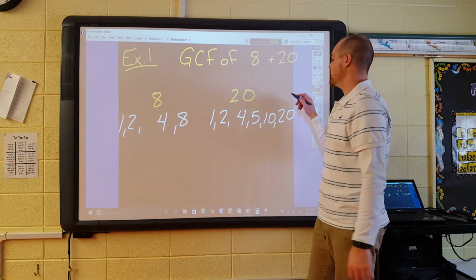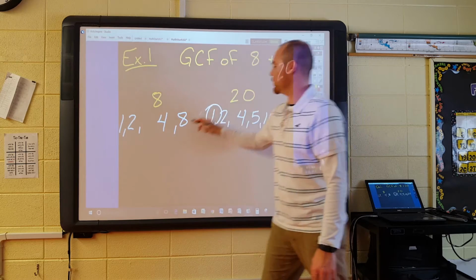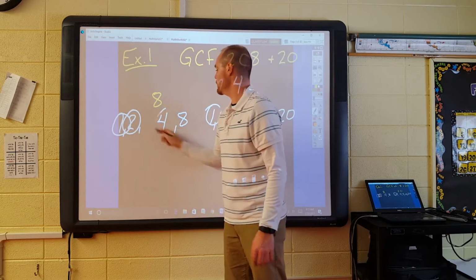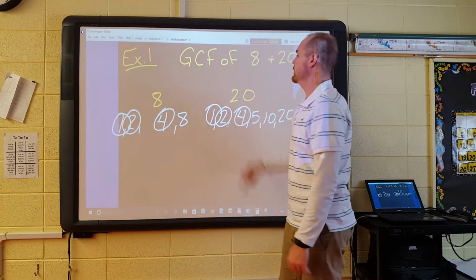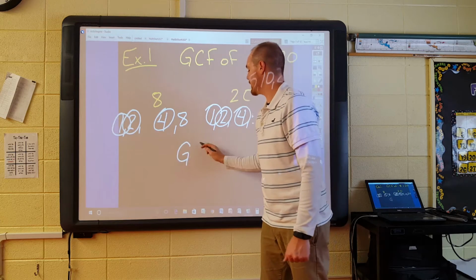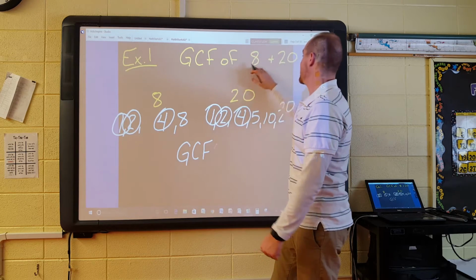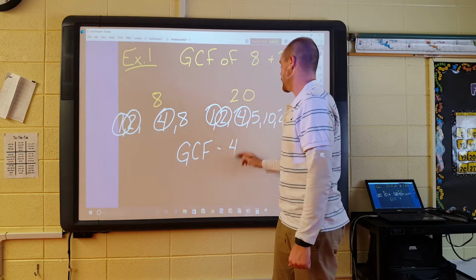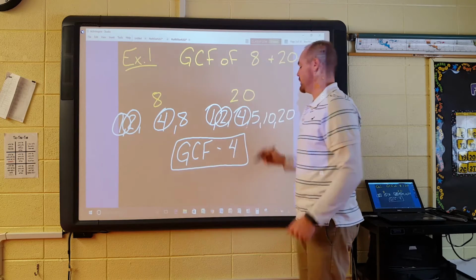Now we go ahead and circle the similar factors. They both have 1, they both have 2, and they both have 4. So the greatest common factor of 8 and 20 is 4. And that'll go in your example 1 line.